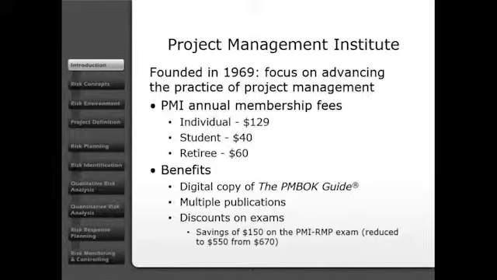Biggest savings for you as a candidate is discounts on exams. And for the RMP in particular, it does provide a pretty big savings, a pretty big benefit for you. You're going to save $150 on the RMP exam. So you're paying $129 for the individual membership. You're bringing your exam fees down from $670 down to $550. So you're getting a pretty good savings there on the exam. Definitely worth it to purchase that membership.